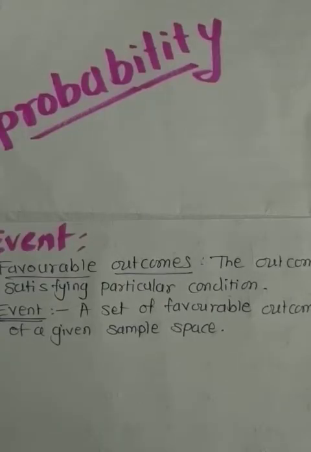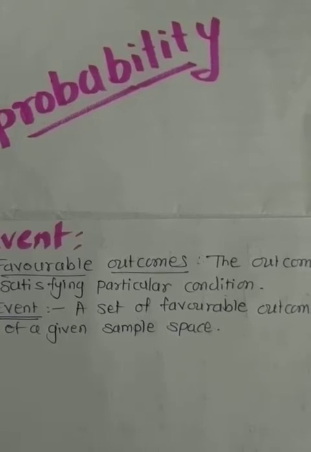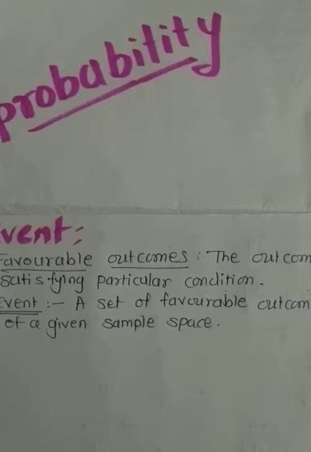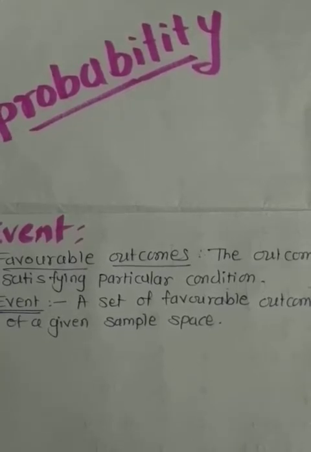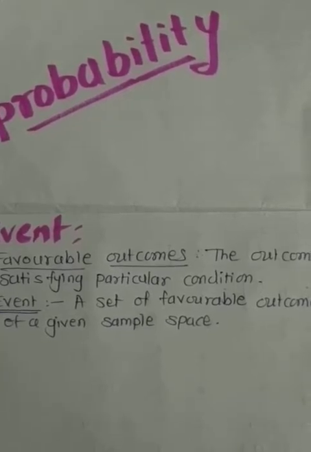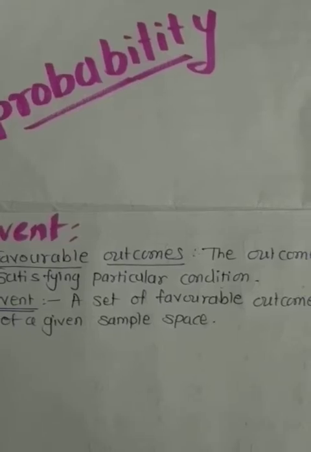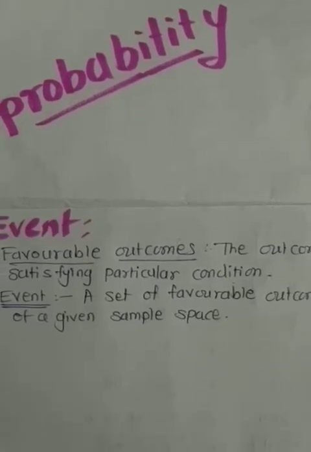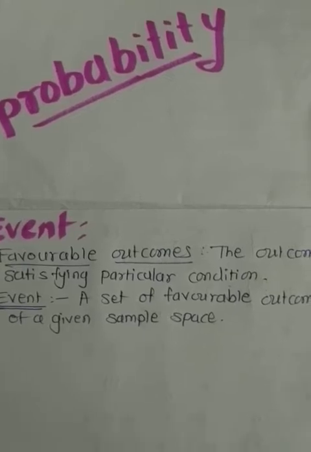Hello students, in this video we are going to learn about the concept of probability, standard 10, that is event. Before that we must know the favorable outcomes. Favorable outcomes are the outcomes which satisfy a particular condition, and that condition is given, and which outcomes we will take, that is called favorable outcomes.